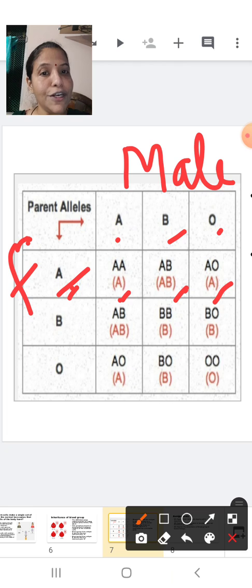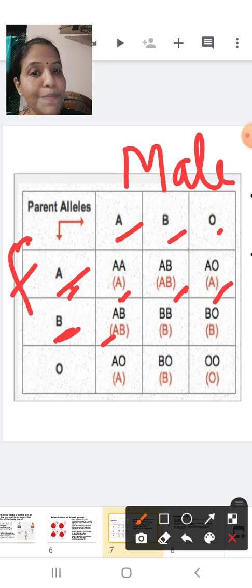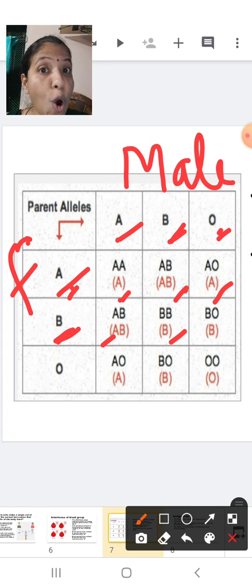I hope you have understood this. Now, let us take that the female is B and the male is A. In that case, I will get blood group AB. If the female is B and the male is B, I will get the B blood group. If the female is B and the male is O, in that case, I get BO. BO means B0. So it will be B because O is controlled by a recessive gene. It does not express.